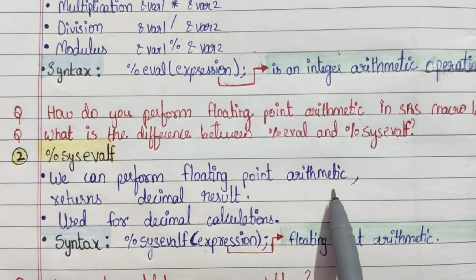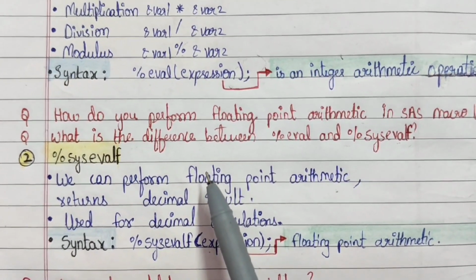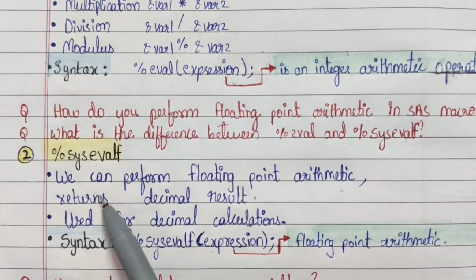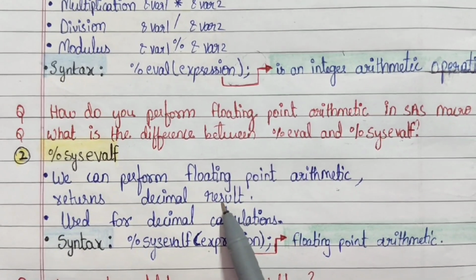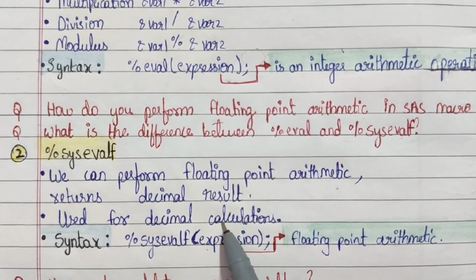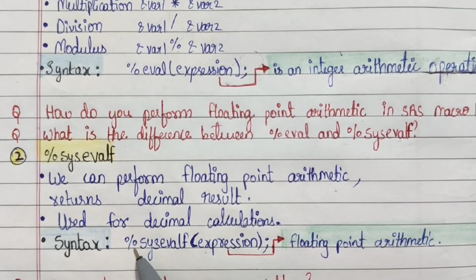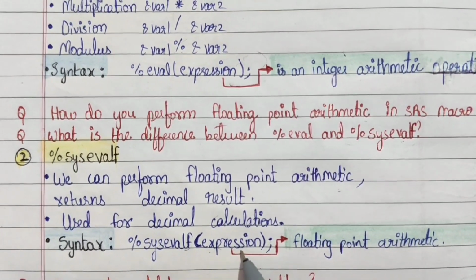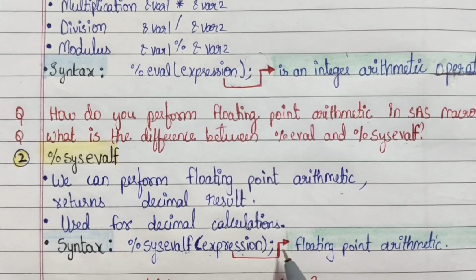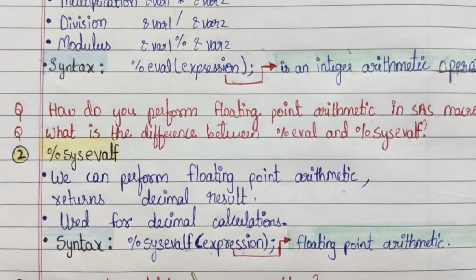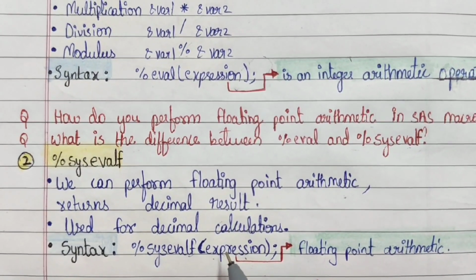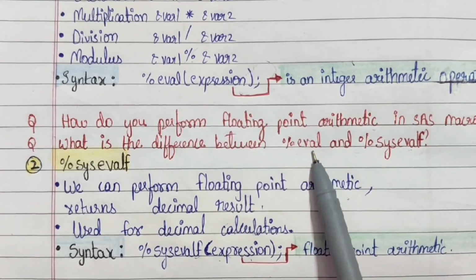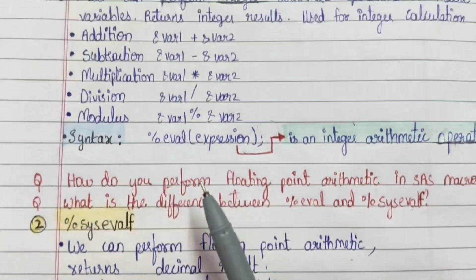We can perform floating point arithmetic. When there is a point in numbers, we use this. It returns a decimal result and is used for decimal calculations. You can see the syntax here, %SYSEVALF. In the parenthesis we use an expression, which is a floating point arithmetic operation expression only. Now we will talk about the difference between %EVAL and %SYSEVALF.